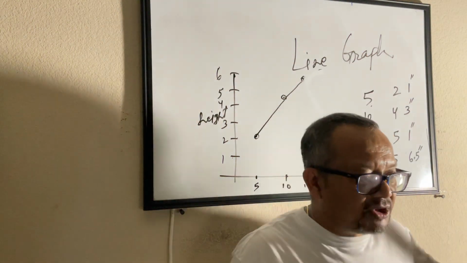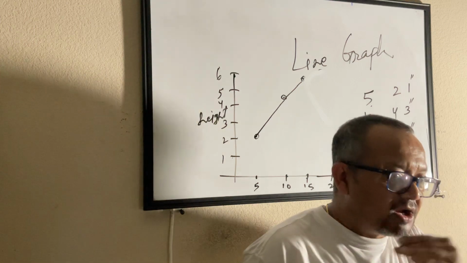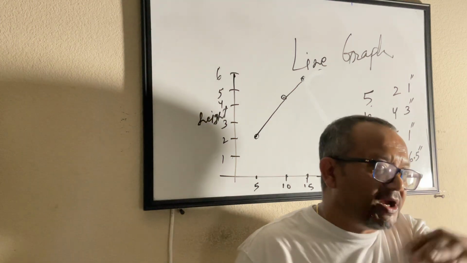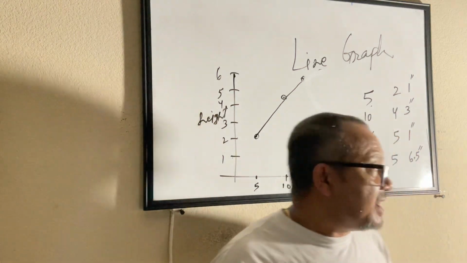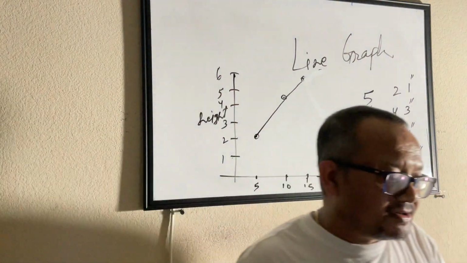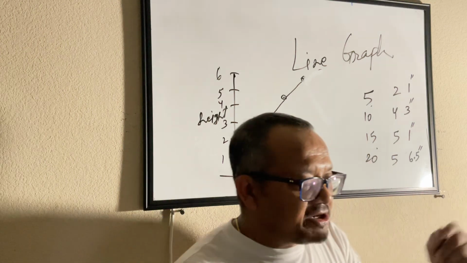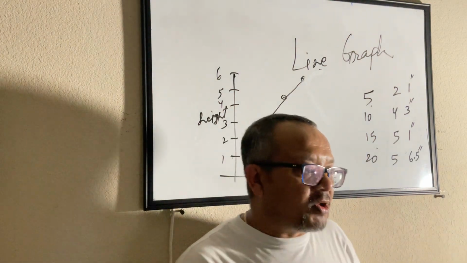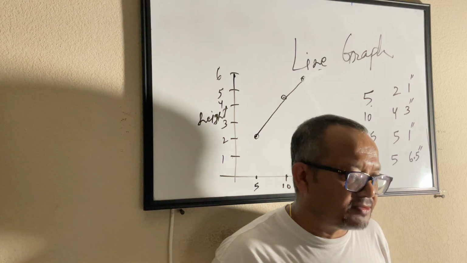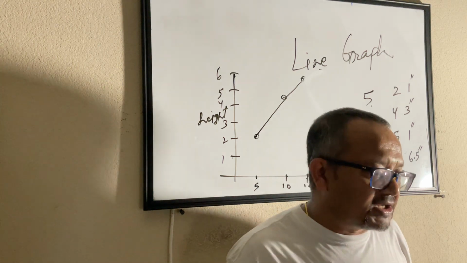Be it with respect to age, be it with respect to your salary increase, be it with respect to how population is increasing, be it anything. When you have to show the trend or trajectory of data, you use a line graph, which is nothing different from what you guys have seen in a coordinate plane. So this is line graph.